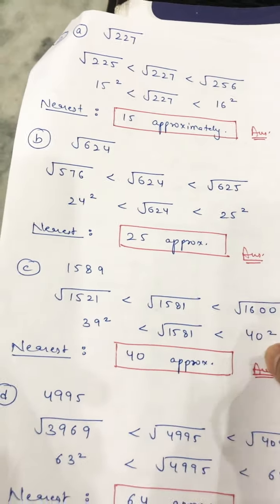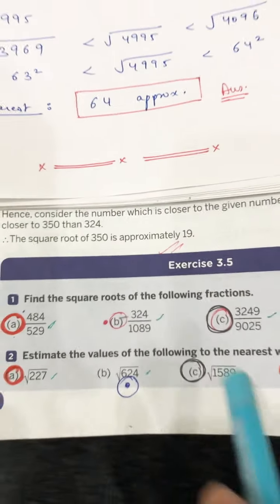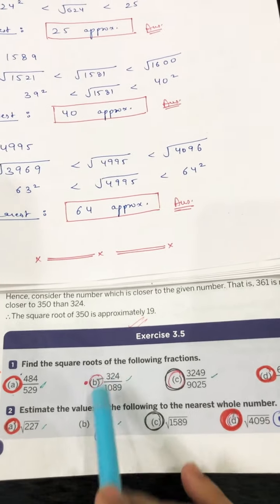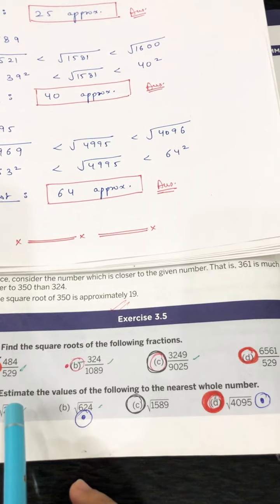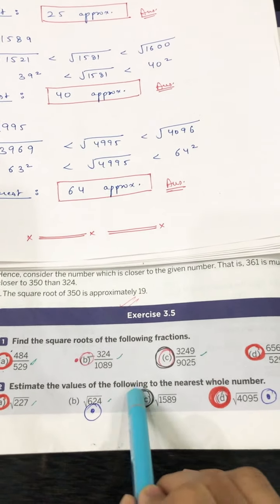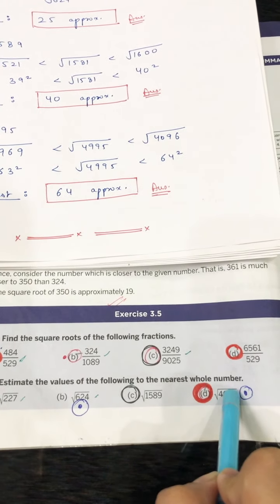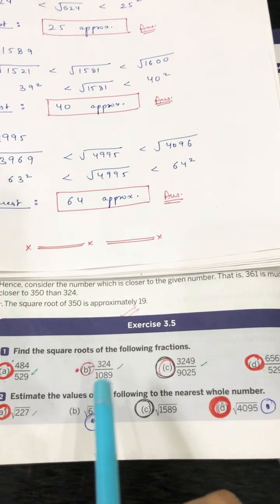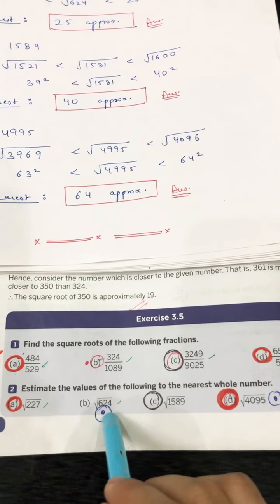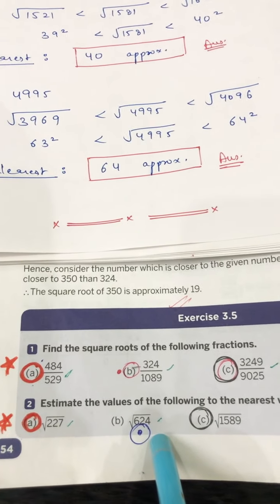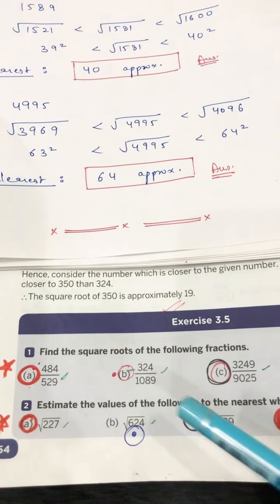Now the next question is the last question. There are two questions in this exercise, question number 1 and 2. The next question is: estimate the values of the following to the nearest whole number. Now this method again we have discussed in the class. Now I am going to tell you once again.